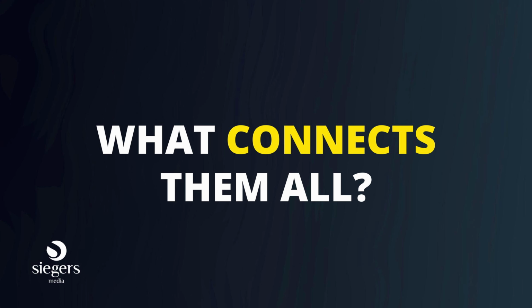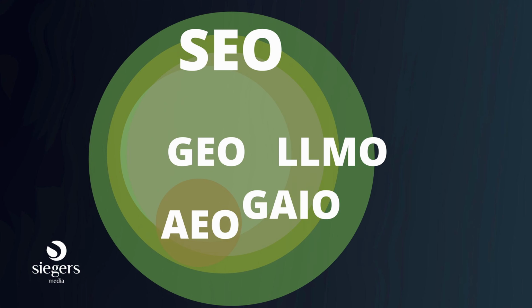Now, after hearing all of those new acronyms, what connects them all? The truth is that there is a common thread behind these. In fact, they're not even that different in the end. Let me explain that. So LLMO and GAIO make sure that your brand is generally more visible and relevant throughout the internet. GEO makes sure that AI models mention and quote your content. AEO makes sure your answers and expertise are featured in quick answers. And this can be basically summarized as, drumroll, SEO. Therefore, SEO is what connects them all.